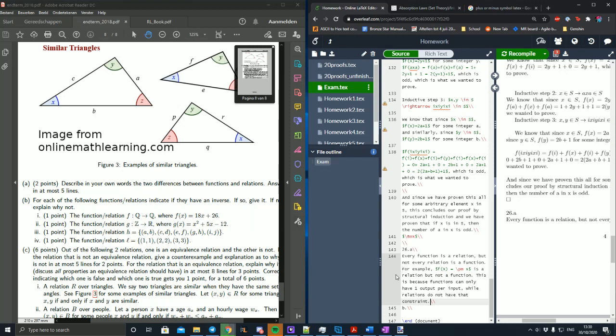I thought functions only have a binary relation, and relations can have an n-ary relation where n is a positive integer or something. I don't think that's true, because we can have the function f of (x, y) equal to x plus y. That would be a function.